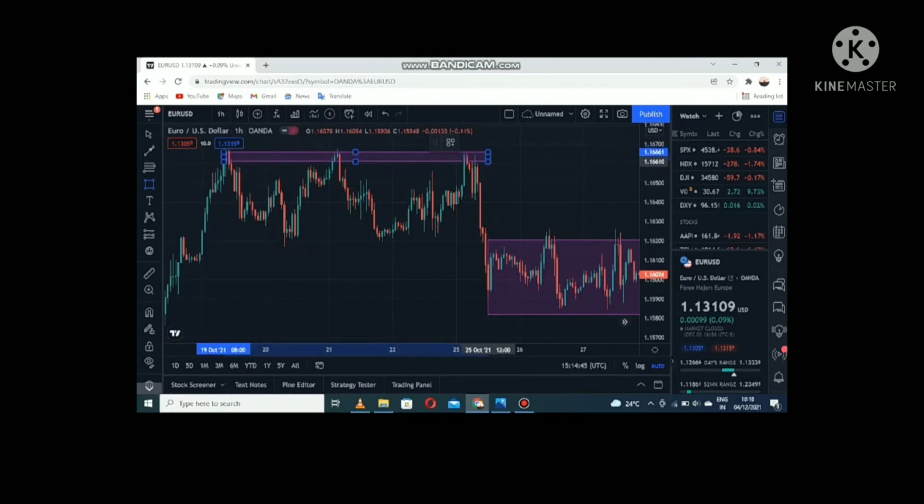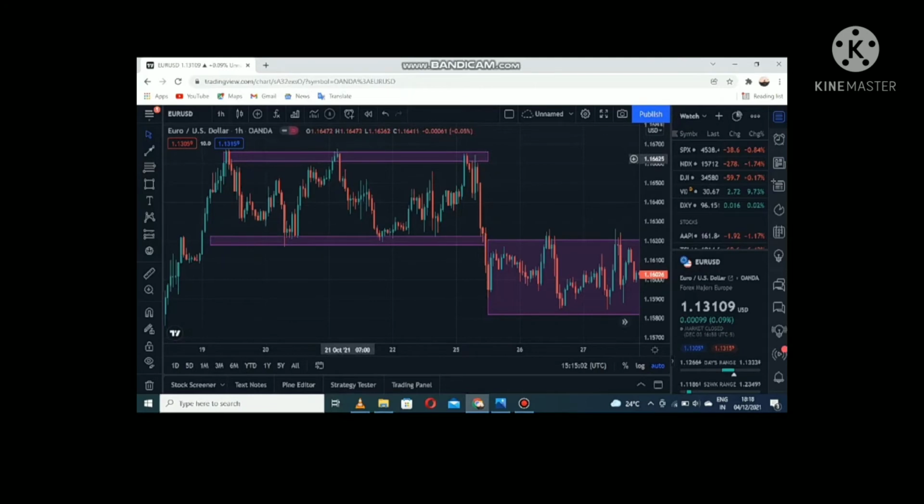As you can see, around that region there, we have a strong resistance. So whenever the market reaches that zone, it has to react and bounce back. And there's a strong support downwards as well. That's a strong support level.